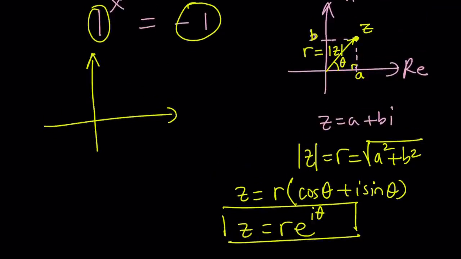So we're going to find the theta and the r, but r is the absolute value of 1, which is 1, and the absolute value of -1 is also 1. So r is 1 in both cases. But for the first one, the angle is formed here because we're talking about 1 plus 0i, right?